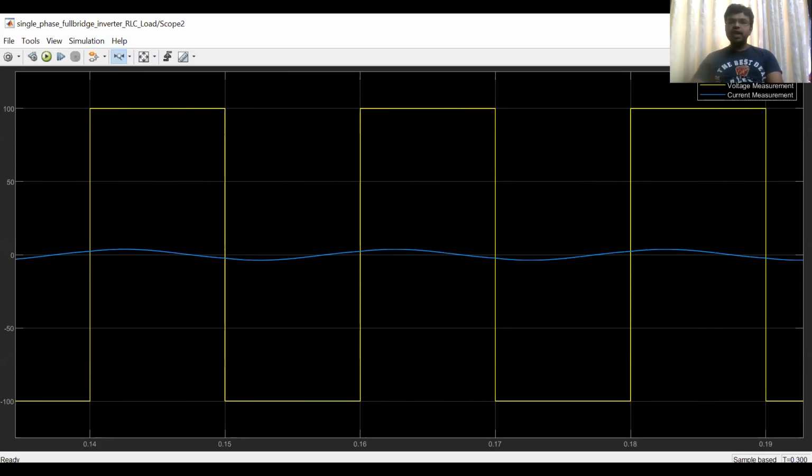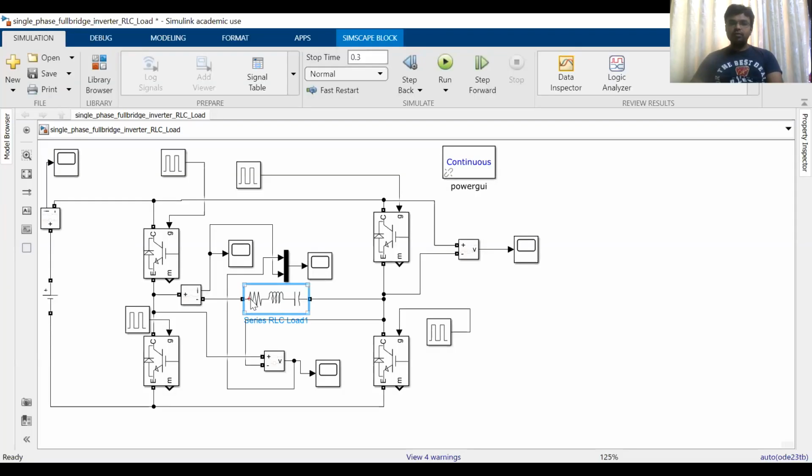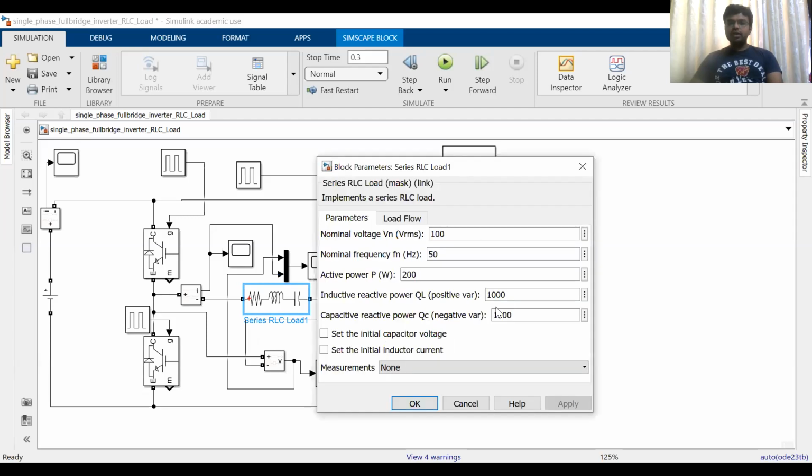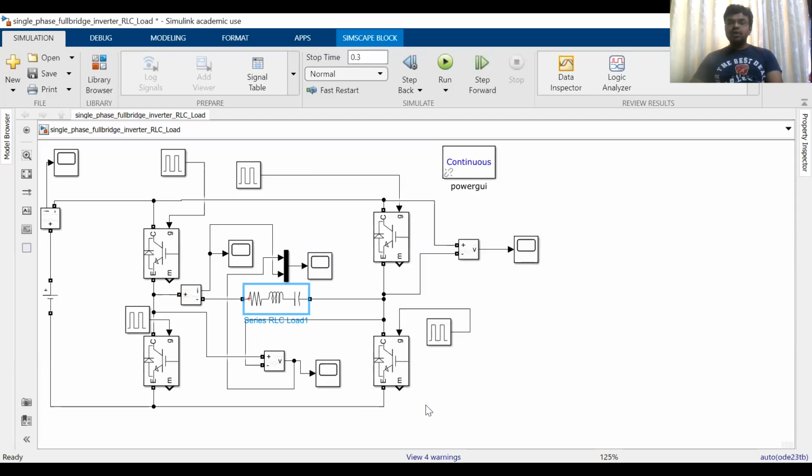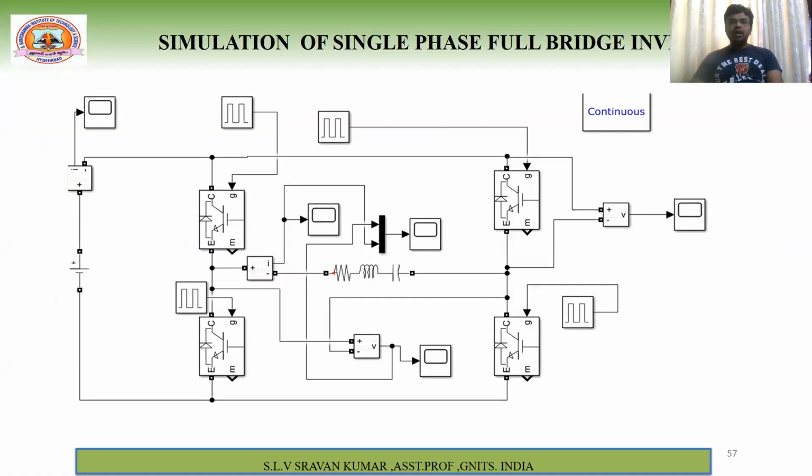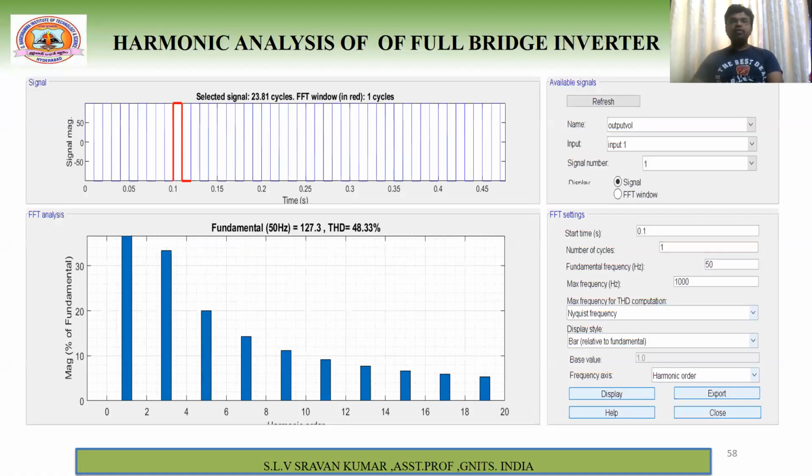Because the capacitive reactive power is higher. So here, see, this is 1200 and this is 100. This is the reason why we are getting the leading power factor angle as well as the lagging power factor angle, right?